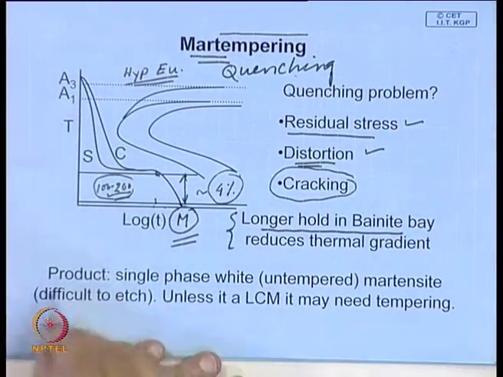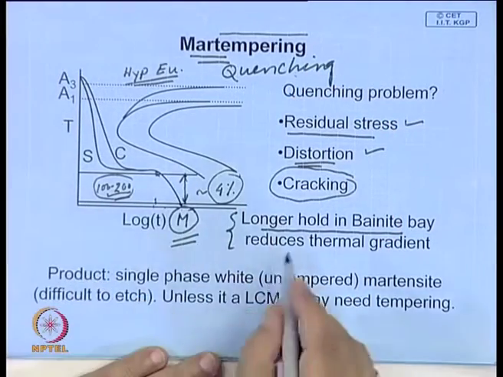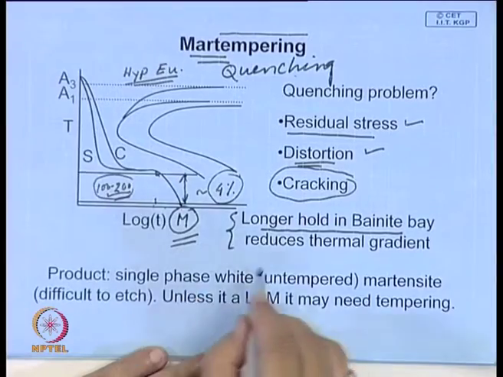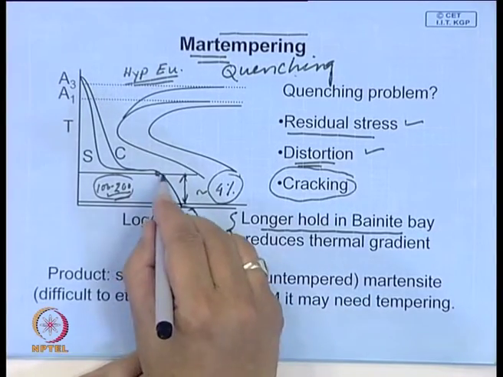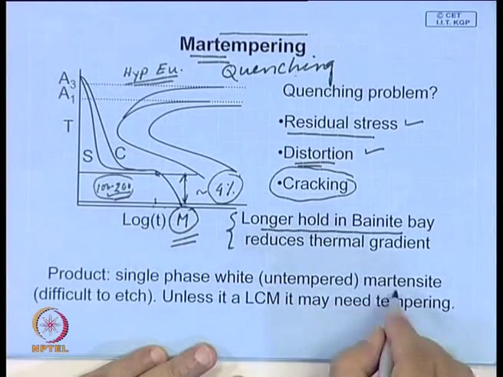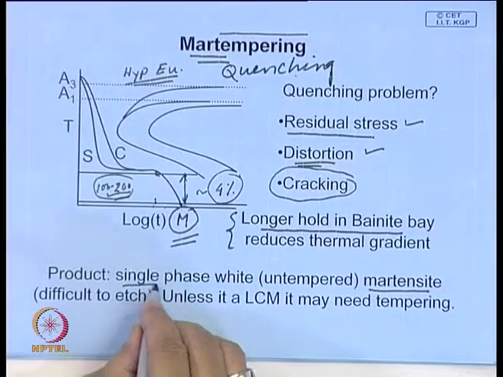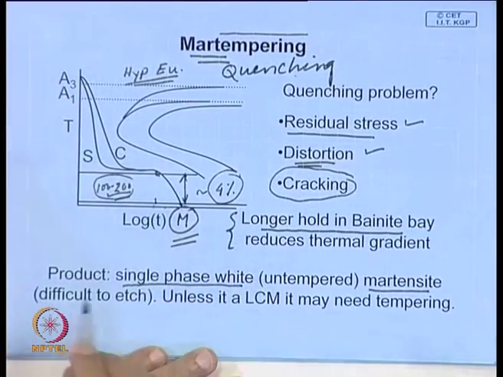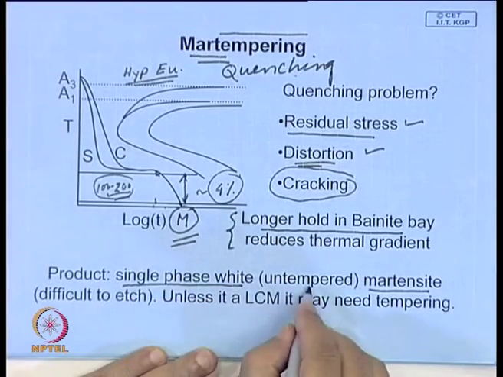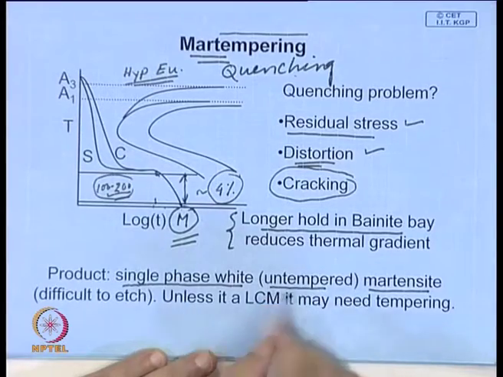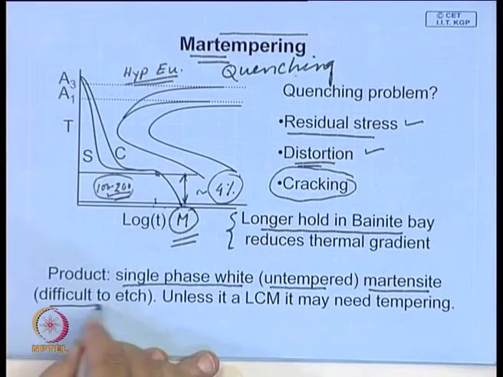So, if you look at the microstructure of that product, what will it look like? It will be made up of untempered martensite, and untempered martensite we have mentioned is difficult to etch. So, that final product should be single phase, it is white, it is untempered, and it is difficult to etch.